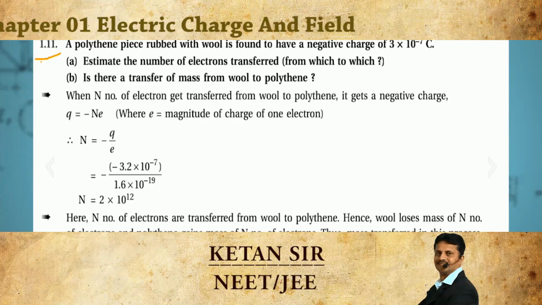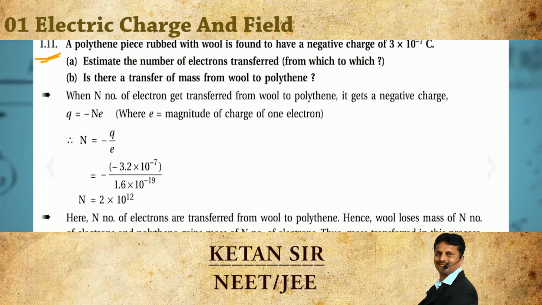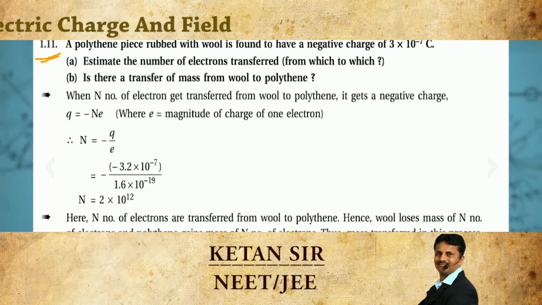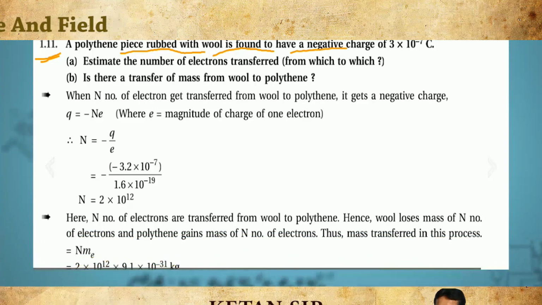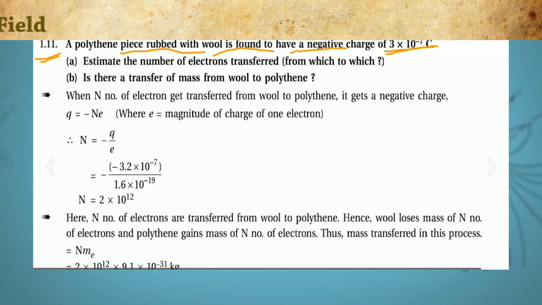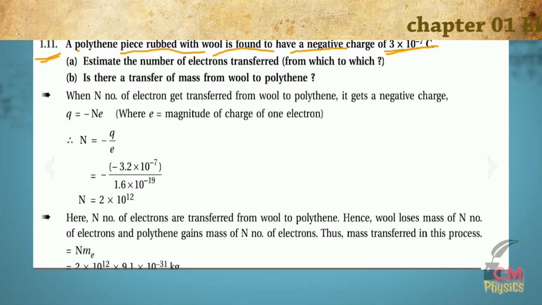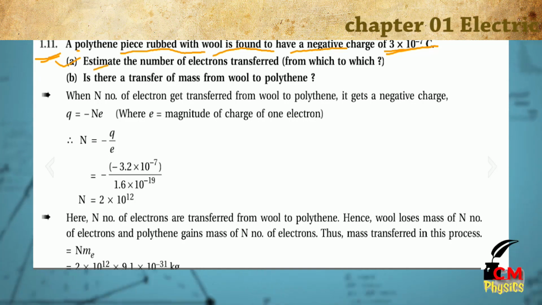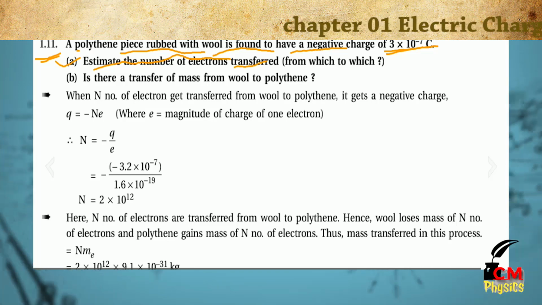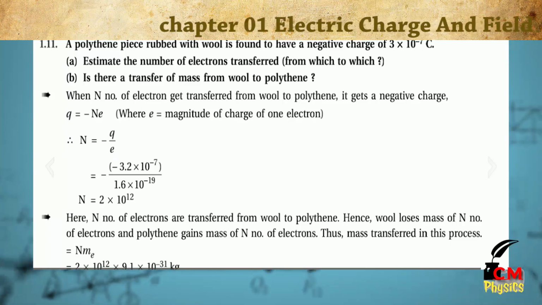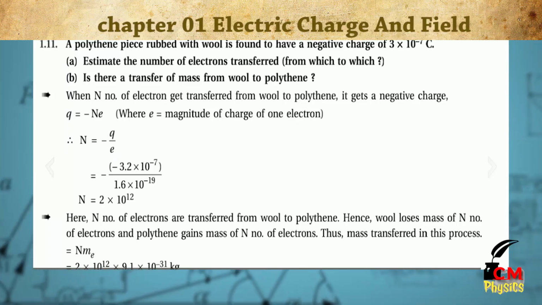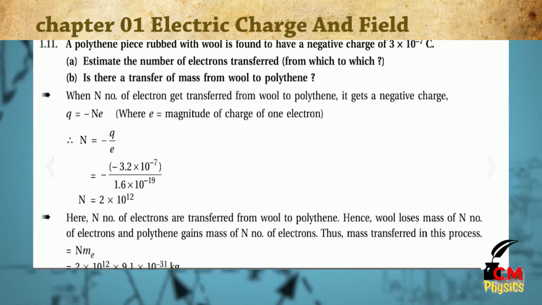Question 1.11. It is also a simple question. The polythene piece rubbed on the wool is found to have negative charge 3 into 10 raised to minus 7 coulomb. When the polythene is rubbed with wool, estimate the number of electrons transferred from which to which. किससे किस में इलेक्ट्रॉन ट्रांसफ़र होंगे ये आपको बताना है.